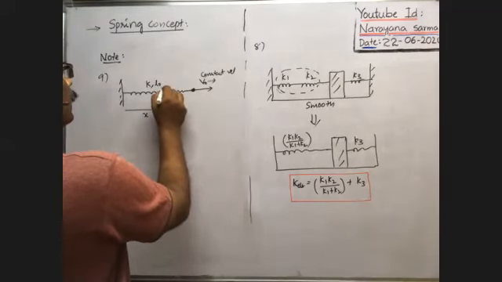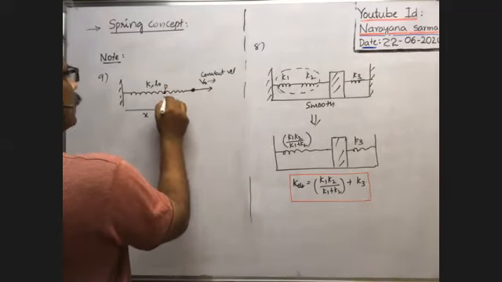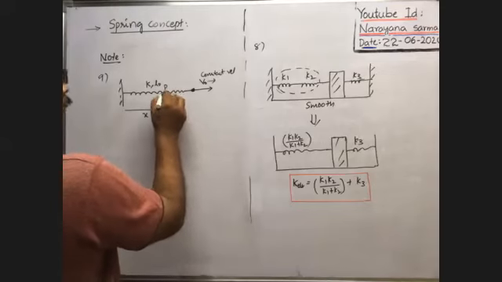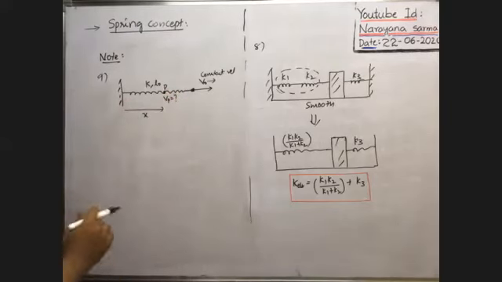Suppose this is the point, say P. Then what is the velocity of this point, or this turn here, how much? That is the question. How can we say?